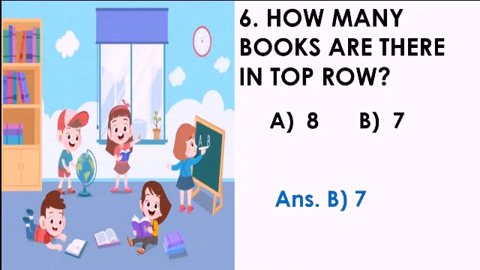Now let us read the 6th question. What is in the 6th question? How many books are there in the top row of the bookshelf? Option A is 8 and option B is 7. So you have to count the number of books in the bookshelf. The top row means the upper one. In the upper row, how many books are there? See, 1, 2, 3, 4, 5, 6, 7. So the number of books in the upper row is 7. So the answer will be option B, 7. It is a very simple and easy question.